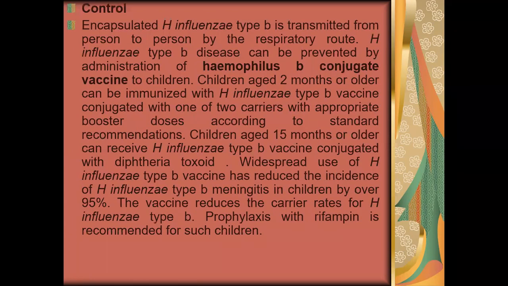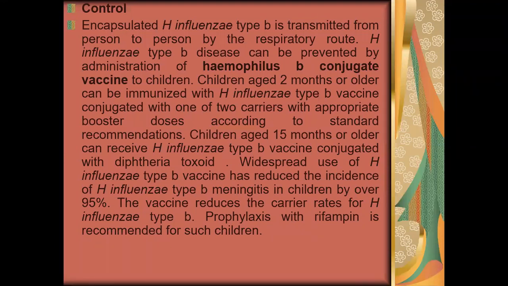may give excellent results. Infection with encapsulated Haemophilus influenzae type B is transmitted from person to person by respiratory routes. So it can be prevented by administration of conjugated vaccine to children, and children aged 2 months or older can be immunized with this vaccine, one of two types, with appropriate booster doses according to standard recommendations.